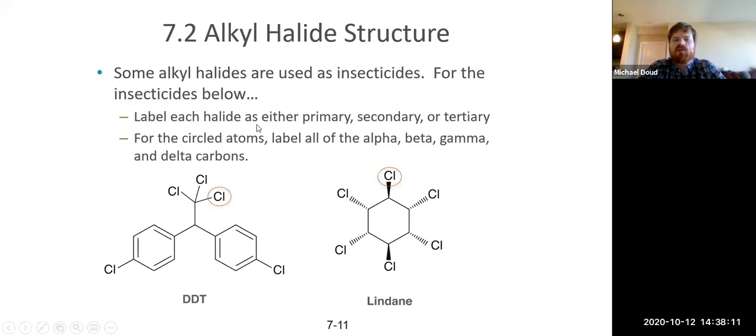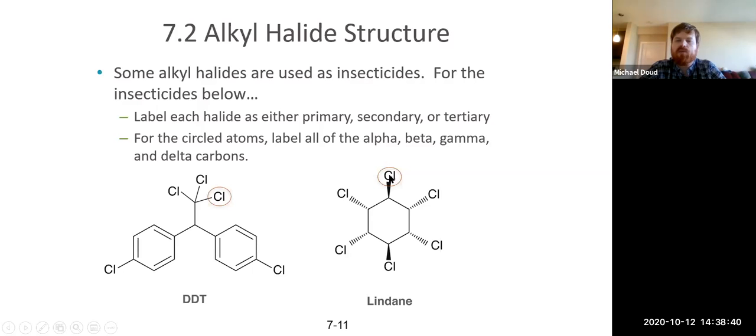So for example here, these are some bad examples, but if we look here, this chlorine is attached to a carbon that is attached to 2 other carbons. So this is a secondary alkyl halide. Now down here, it's a little tricky, but this carbon is only attached to 1 other carbon, so it would be considered a primary alkyl halide. So just keep that in mind.